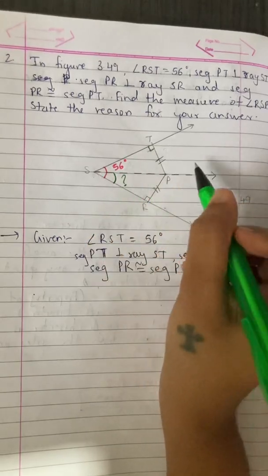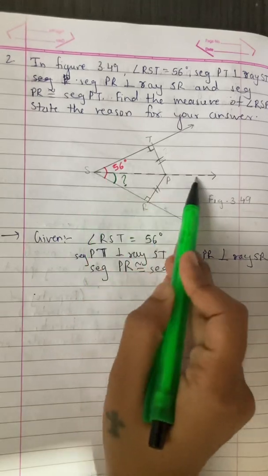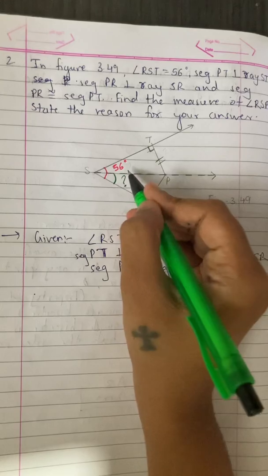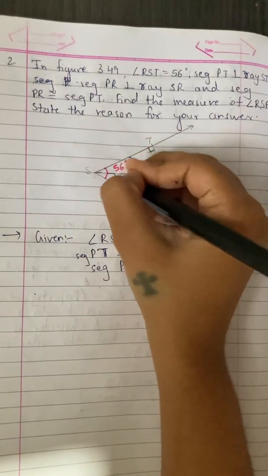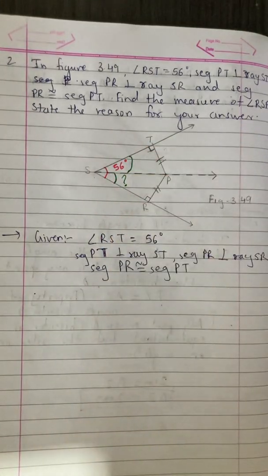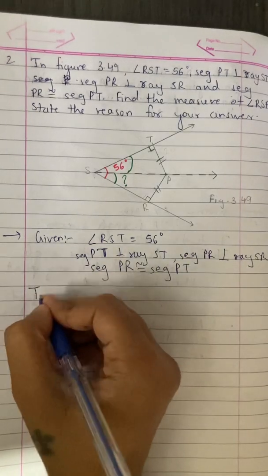So that proves what? This ray SP, from S to P, becomes the angle bisector of this whole angle. That means it divides this whole angle into two equal angles. So these two green parts, the pink angle divides into two green angles, is what it proves. Okay, so let us write down what we have to find out.